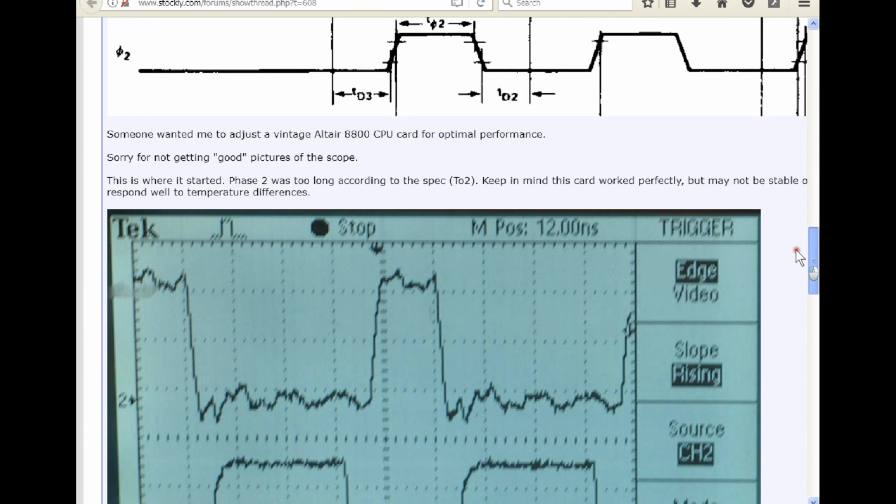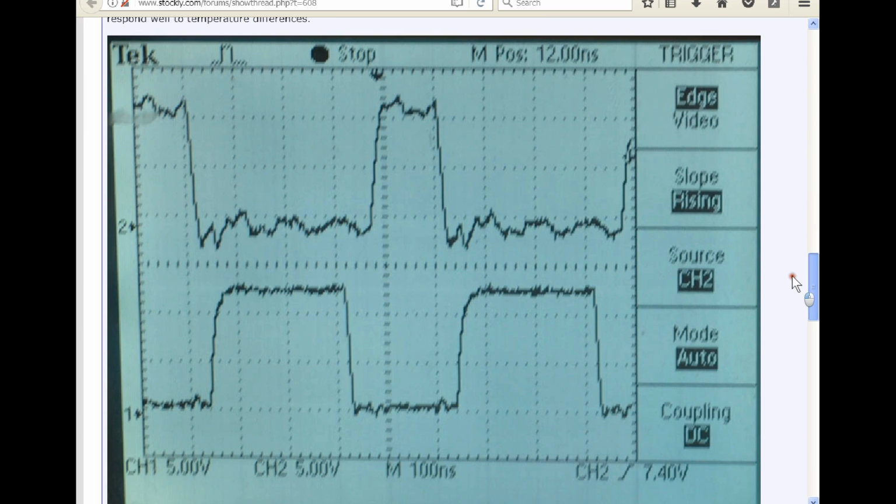he's got a sort of a before and after view here. This is his before view, and if you note, there's a very, very small gap between the falling edge of phase two and the rising edge of phase one, and this is quite wide. I'm guessing the width of that's 250, maybe even 280 nanoseconds.